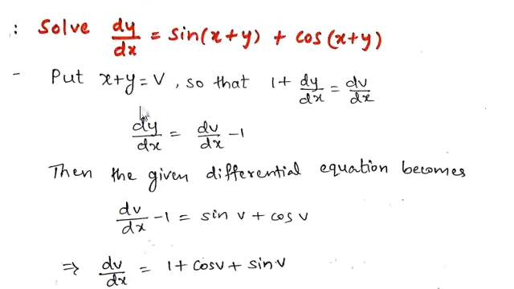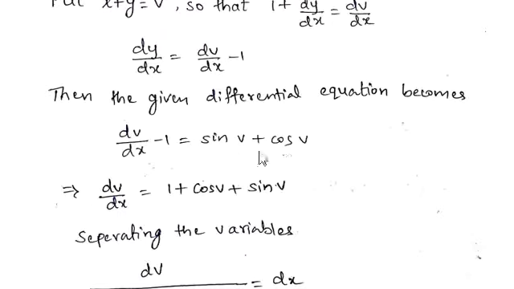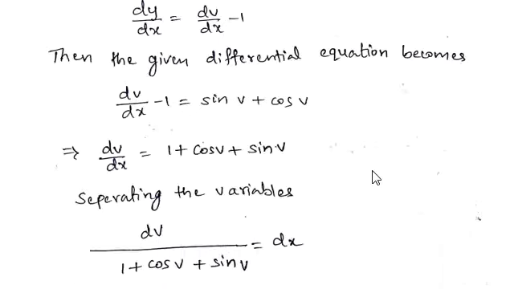When you replace dy by dx and x plus y, the given differential equation can be written as: in place of dy by dx we write dv by dx minus 1, and in place of x plus y we write v, so sin v plus cos v. Sending the 1 to the right side, dv by dx is equal to 1 plus sin v plus cos v, or 1 plus cos v plus sin v. Rearranging the terms and separating the variables, the v terms and x terms on one side, we can write dv by (1 plus cos v plus sin v) is equal to dx.